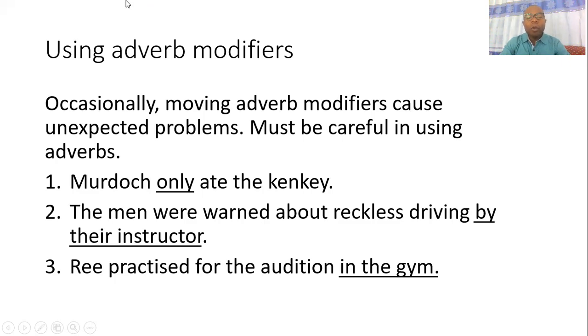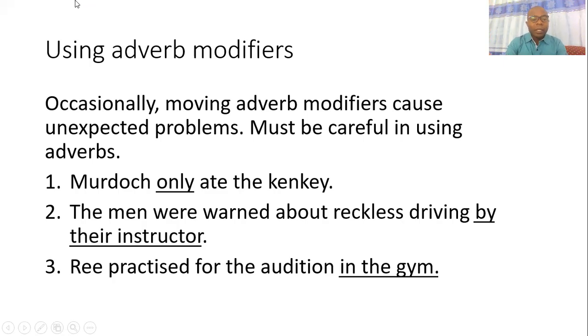Example two, the men were warned about reckless driving by their instructor. The question is, who is now doing the reckless driving? The men or the instructor? Now, the warning actually is done by the instructor, and therefore the modifier by the instructor should be close to warned. So, the men were warned by their instructor about reckless driving. Then it becomes more meaningful.